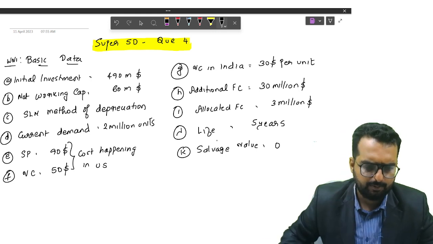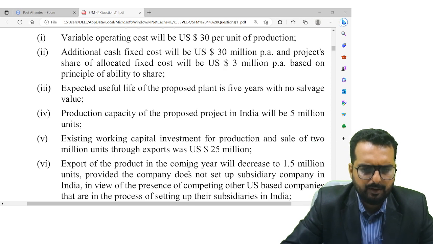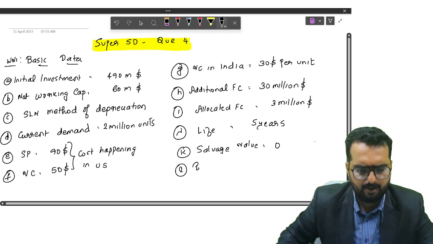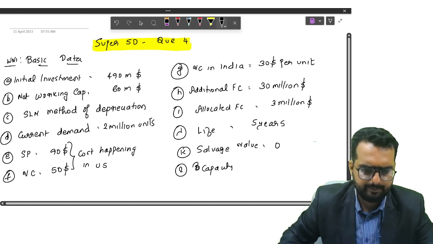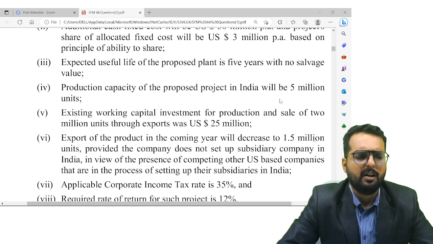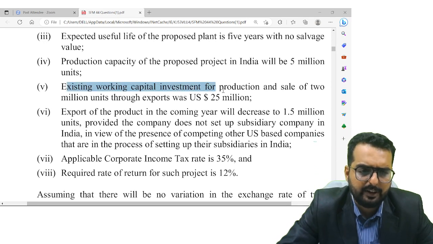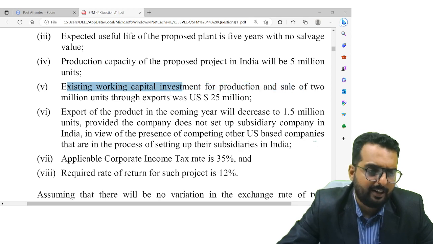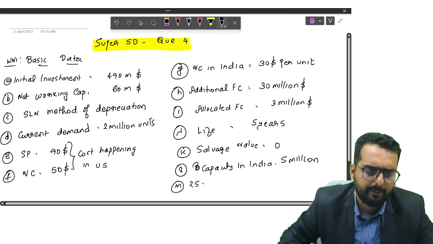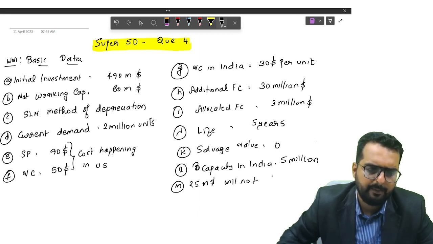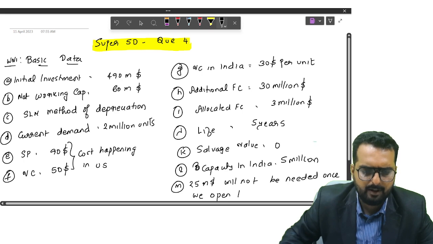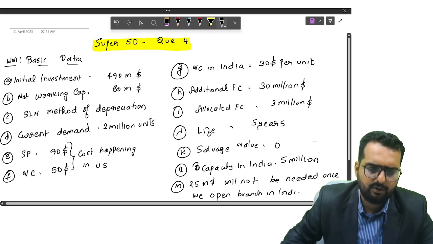Okay. Let me go to the next part now. Salvage value is 0. And then the production capacity of the proposed project in India will be 5 million units. Capacity in India is going to be 5 million, friends. So they can sell a lot more in India. We are assuming that there is a lot of demand. Existing working capital for the production and sale of 2 million units through export was $25 million. So this $25 million will now be saved. It will not be needed once we open a branch in India. So this will be a savings for us.